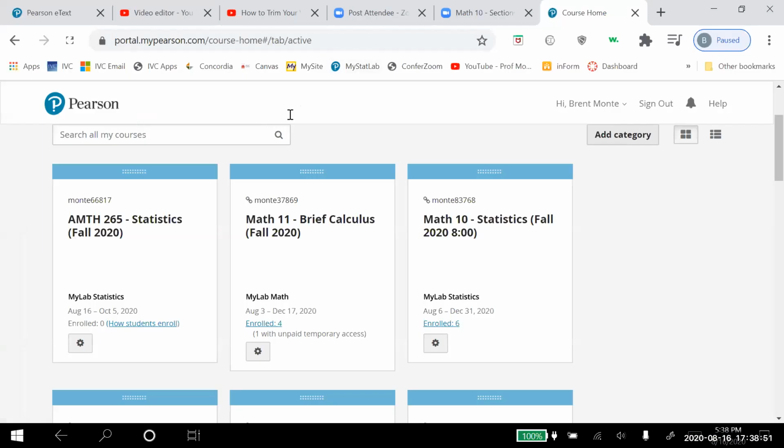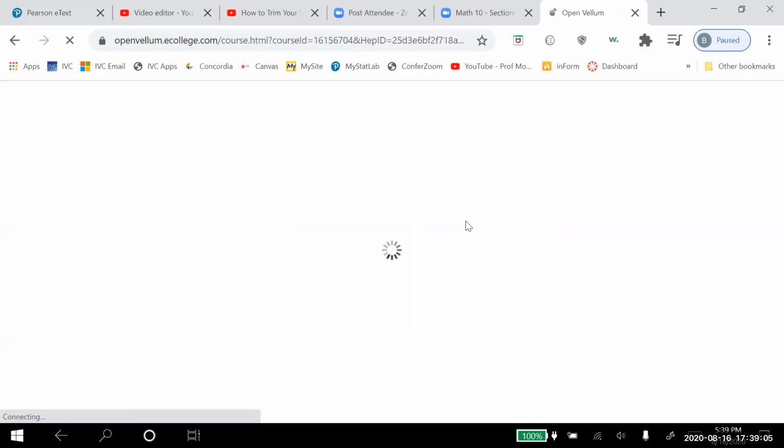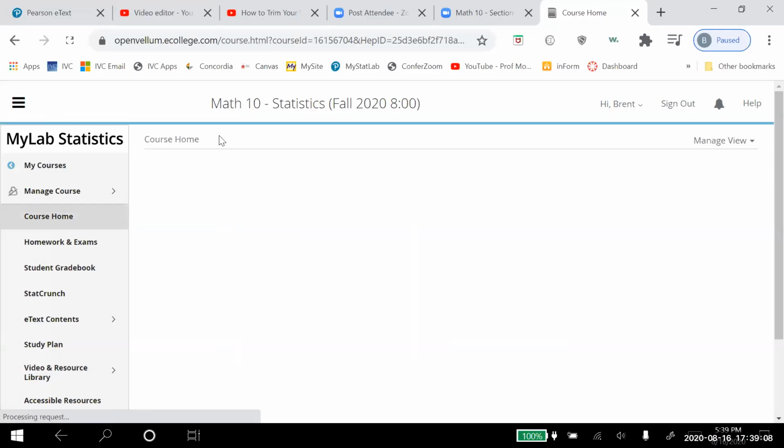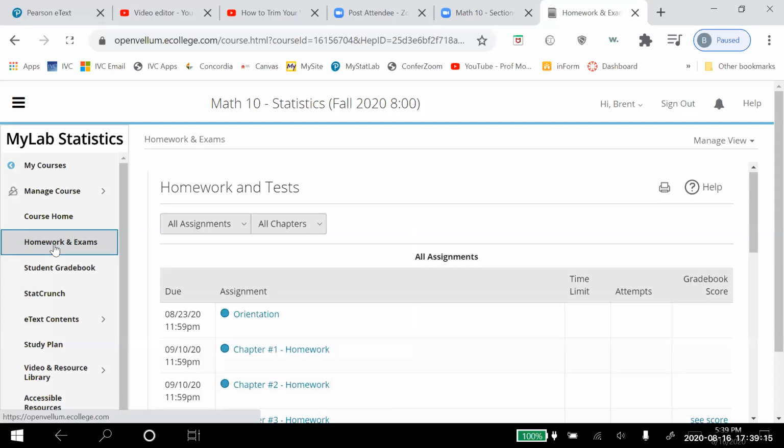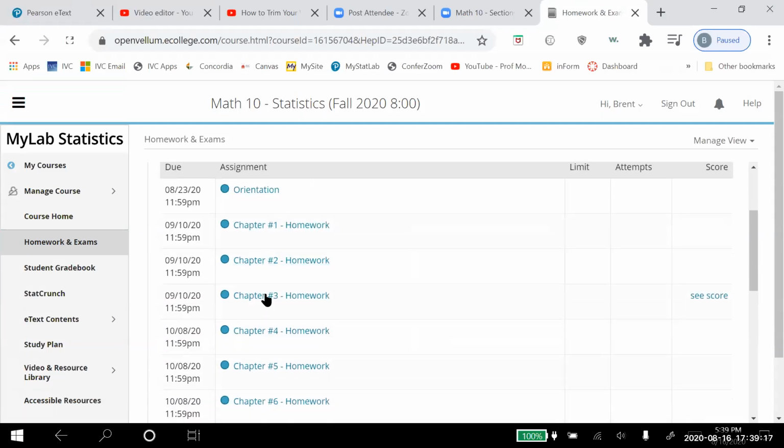So right now I'm just in where I've got my classes. If you're going in through Canvas or Blackboard, you may or may not see this, but let's pick a class. We'll pick a Math 10 statistics class, and I'll go in there. And all of the homework and all the exams are right here under homework and exams. Your class may look a little bit different than that, but that's what we have here. I'm going to click in there and see all of the homework is by chapter. Notice here, all three of these chapters have the same due date. They're all on the 10th. So bear that in mind.